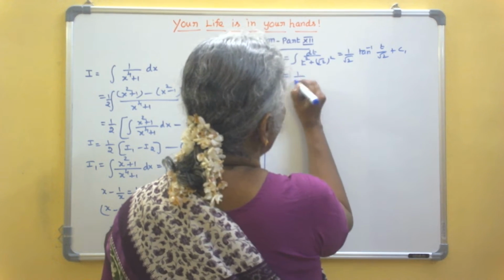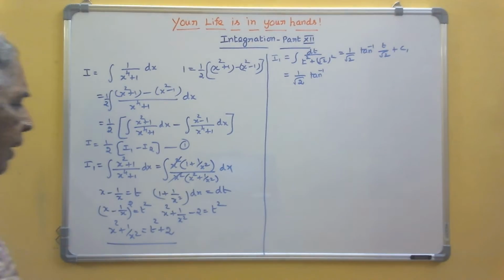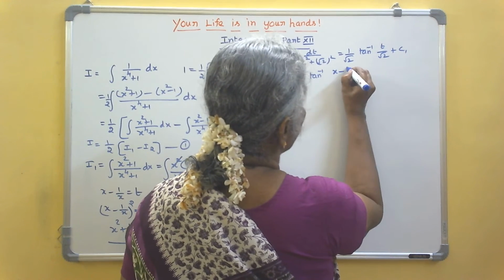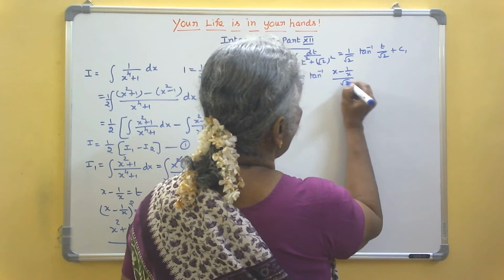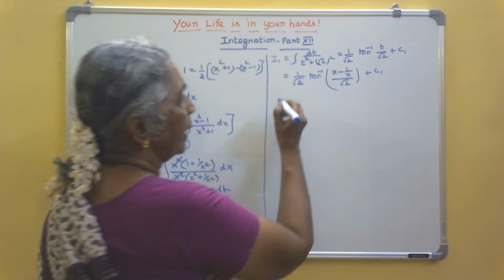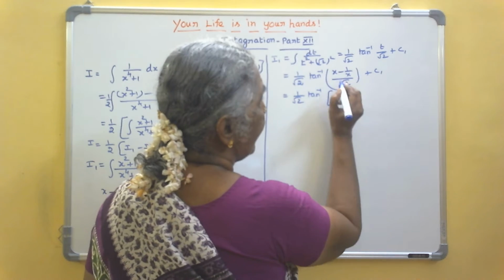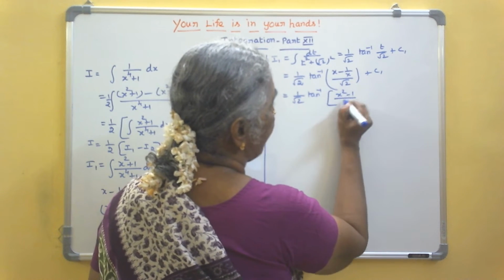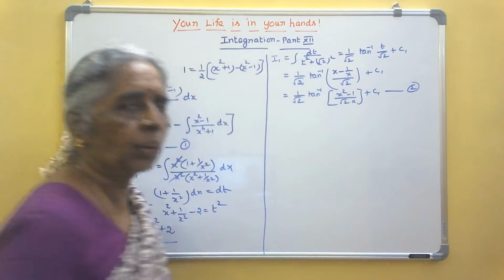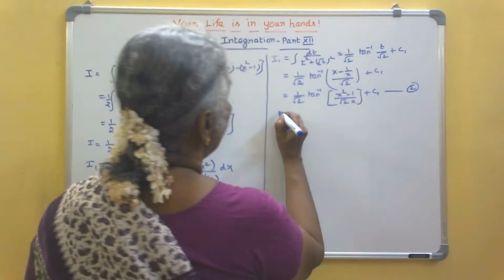Now let me write in terms of x: 1 by root 2 tan inverse. What is t? t is x minus 1 by x. So I will get x minus 1 by x by root 2 plus c1. I want to simplify it a bit. So I can write 1 by root 2 tan inverse. If I take x as the LCM, I will get x squared minus 1 by root 2 x plus c1. Mark it as step 2. So I1 is over. Now let us come to I2. What is I2 now?